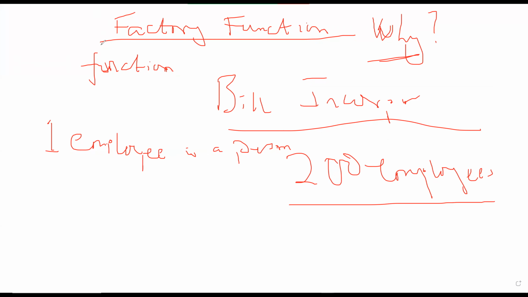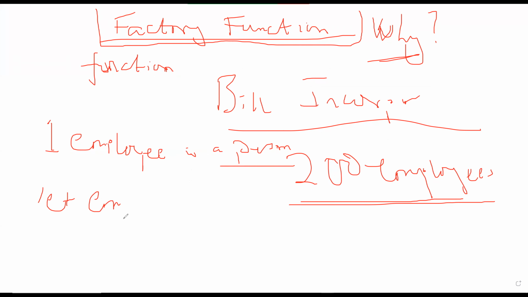I'm trying to explain why we need this factory function. Please pay attention. So you have 200 employees, and one employee is a person. We have a type of data structure, a variable. If I say employee, we have a type of data structure that can hold just one item. It can hold or store one item. For example, name, let's say Sean. Nothing more.